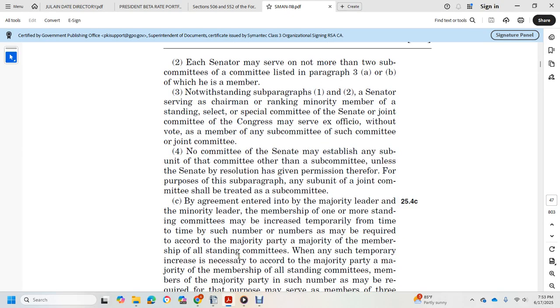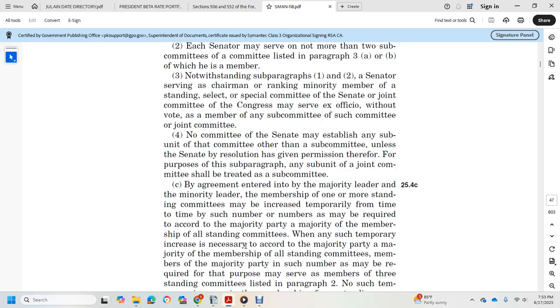The membership of one or more standing committees may be increased temporarily from time to time. Such numbers are required to accord the majority party a majority of the membership of all the standing committees. When any such temporary increase is necessary to accord the majority party a majority of the membership of all standing committees, members of the majority party, in such a number as may be required for that purpose, may serve as a member of the 3 standing committees listed in paragraph 2.